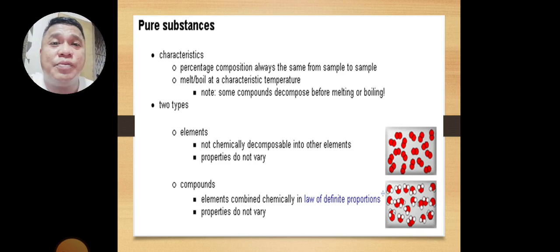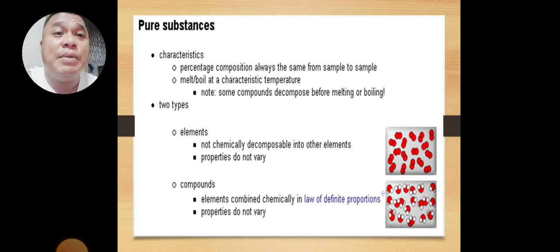The characteristics of pure substances: the percentage composition is always the same throughout the sample. They melt and boil at characteristic temperatures. Note, some compounds decompose before melting or boiling. And there are two types of pure substances: elements and compounds.